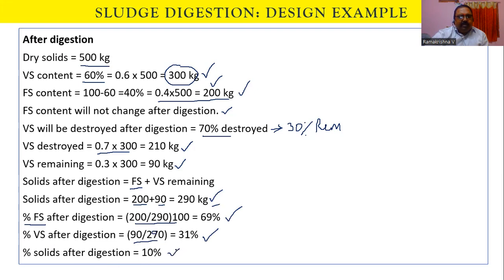So this is what we have. So now the contribution of volatile solids is only 31%. Before digestion, it is 60%. Now it has come down to 31%. Fixed solids percentage, before it is only 40%. It has improved to 69%. And the total percentage solids after digestion is 10%.